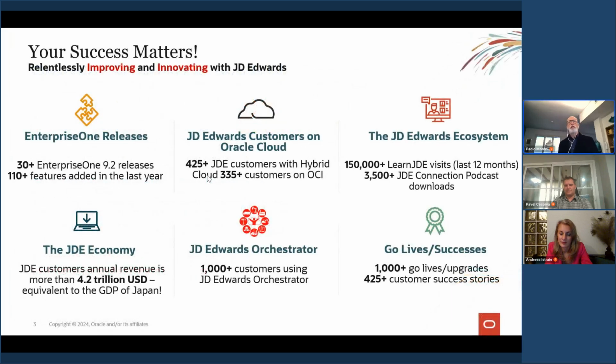We also want to share some important information about our ecosystem and our product. Here is a quick snapshot to give you an idea of the status of the JD Edwards product and ecosystem. Of course, you all know we are in 9.2, continuous innovation release. We have released over 30 updates on the 9.2 code line, and in the last year, we have released over 110 features. Our clients are aligned with our product strategy. They are adopting the features that we deliver.